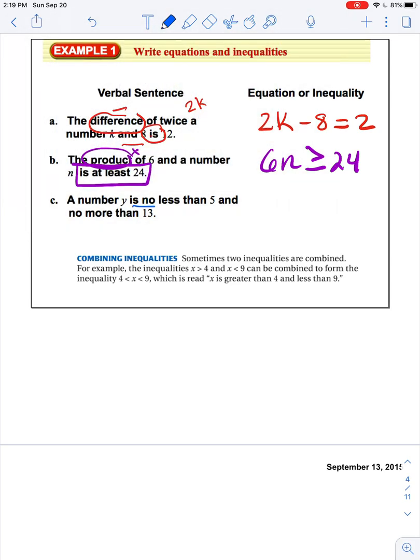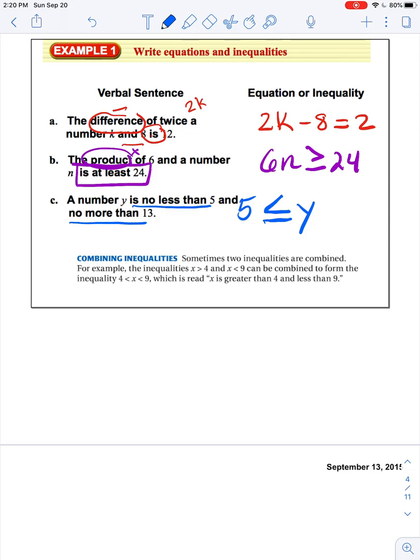A number y is no less than 5 and no more than 13. Wow, that's kind of tricky. So it's in between two numbers. So if it has to be no less than 5, it has to be greater than that. Can it be 5? If I say no less than 5, then yes, it can actually be 5. It just cannot be less than that. And this is a greater than symbol. It's read as that because it's opening towards the y. So that's tricky because the letter is on the right side.